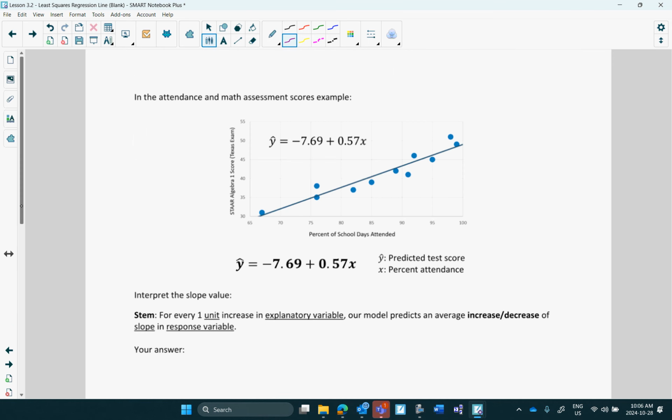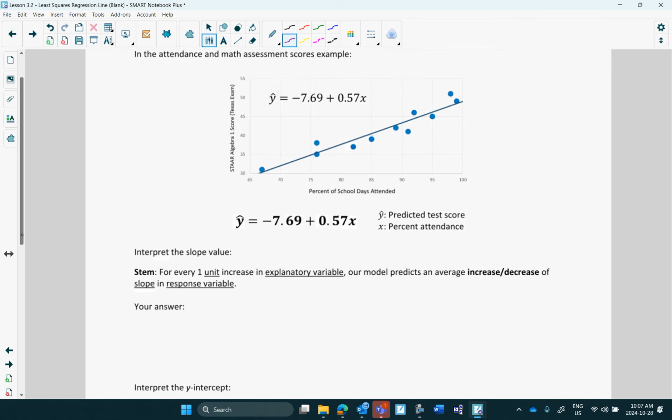So here, not only have we put the regression line on the scatter plot, but we've managed to determine its equation. So the equation is the predicted y, or y hat, is negative 7.69 plus 0.57 times the percent attendance. So if we want to get the predicted test score, we do this calculation, whatever the percent attendance is.